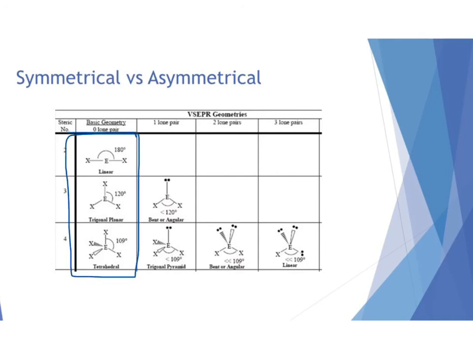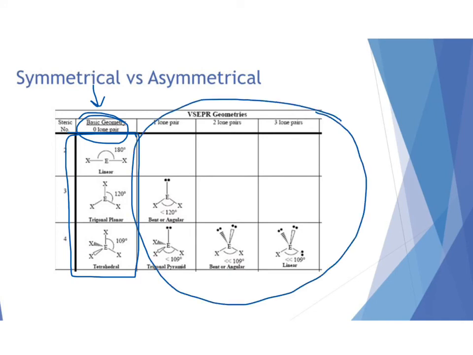Because what you'll notice is that in our first column, we have no lone pairs. If you have no lone pairs, that is considered symmetrical. Everything else in this VSEPR chart is asymmetrical because the central atom has lone pairs of electrons. I hope this has helped you learn how to draw Lewis structures and assign VSEPR geometry.